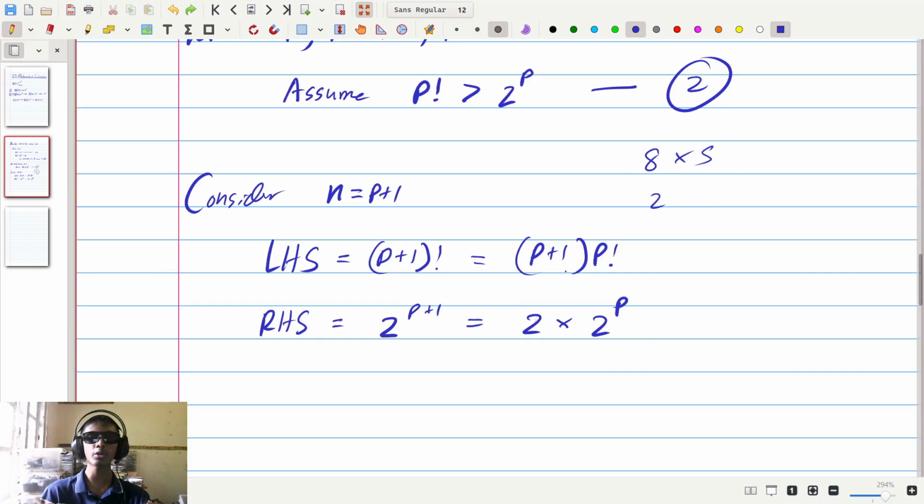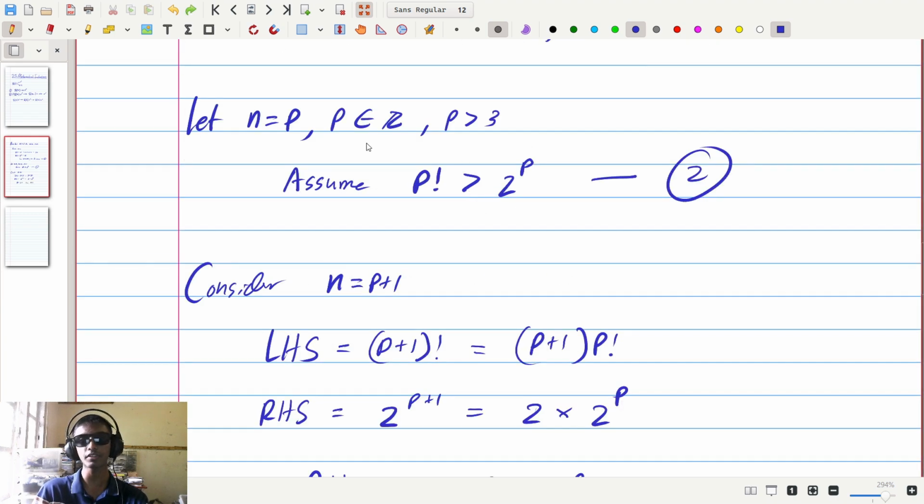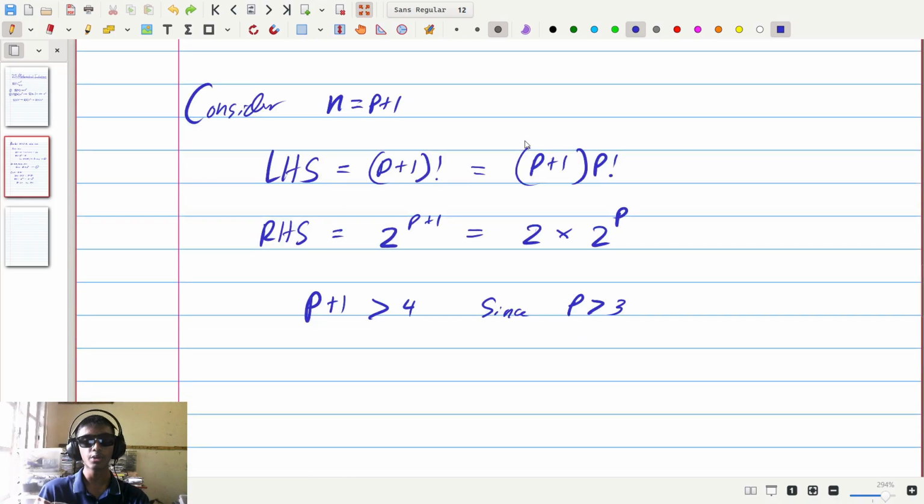So to do that, we're going to consider p plus 1 and 2, since we already know that p factorial is bigger than 2 to the power of p. So here, we know that p plus 1 is bigger than 4, since p is bigger than 3, which is one of the conditions that we established. We established that p has to be greater than 3. So for p greater than 3, p plus 1 is bigger than 4, which itself is bigger than 2. So we can say, therefore, p plus 1 is definitely bigger than 2. So here we've established that p plus 1 is a bigger number than 2.